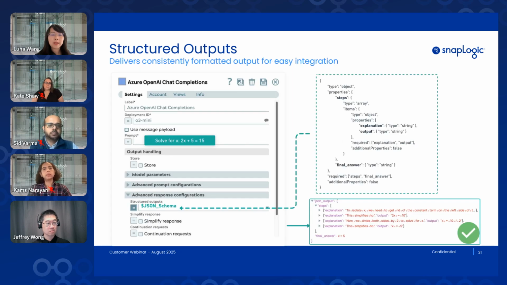And on the Azure OpenAI, we now support structured outputs, just like we did in the OpenAI and Google GenAI snaps last quarter. So you can require the model's response to follow a specific uniform format by providing a JSON schema so that the model will fit the response into this schema.